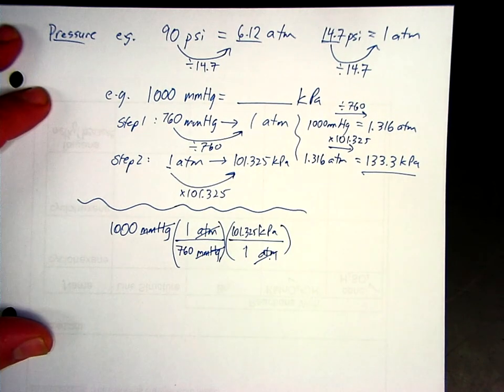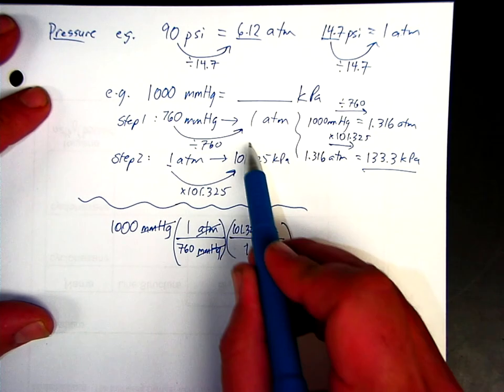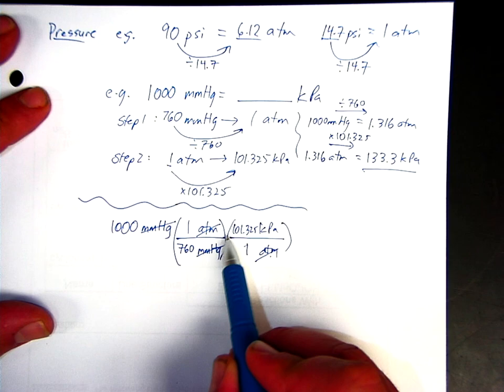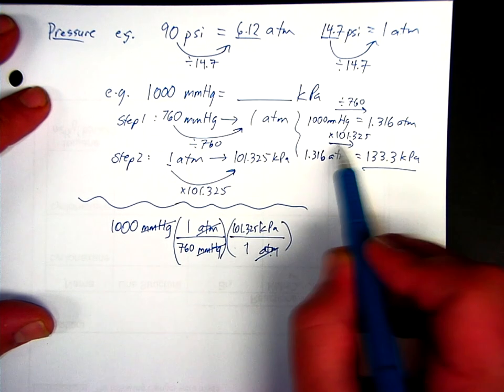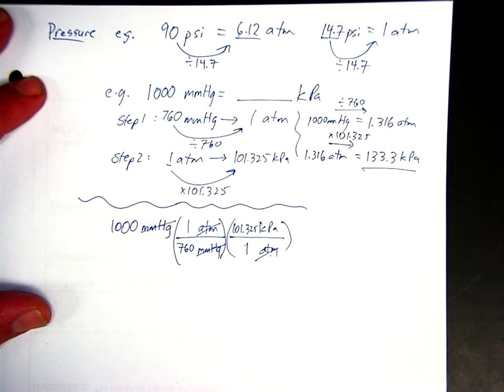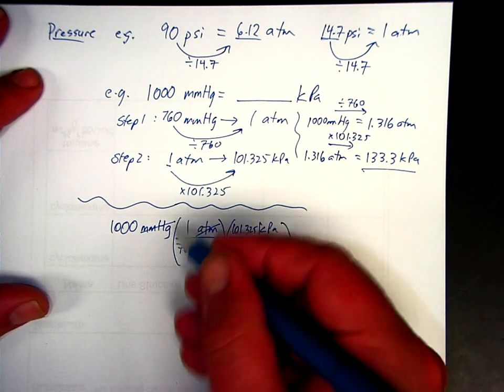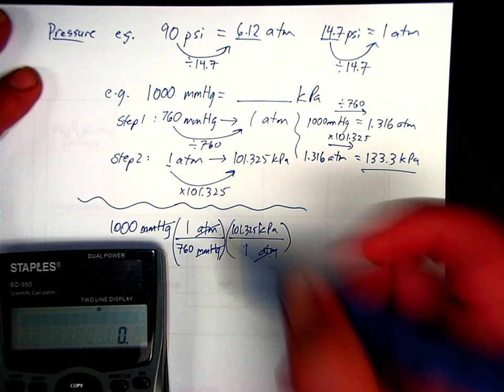And again, what that tells me to do is to multiply. So whatever I got here, I divided, and I got 1.316. And then it tells me to multiply by 101.325, which is what I did. Okay? But it's just showing all these conversions all at once in a nice organized way, as long as you understand canceling and fractions a bit. So let's see what this tells me to do.